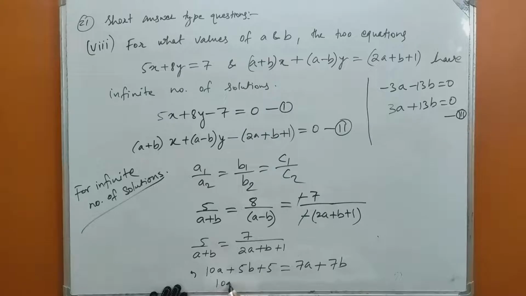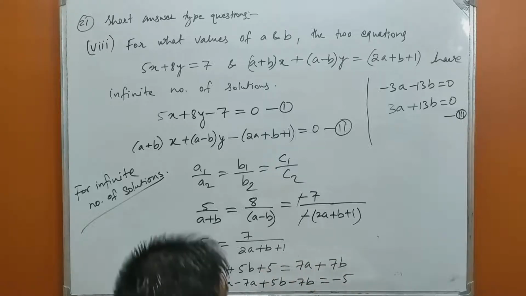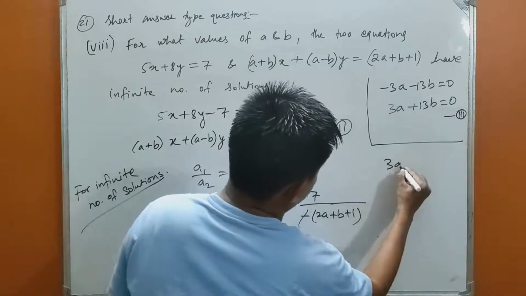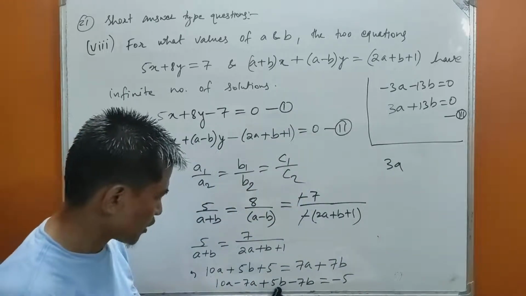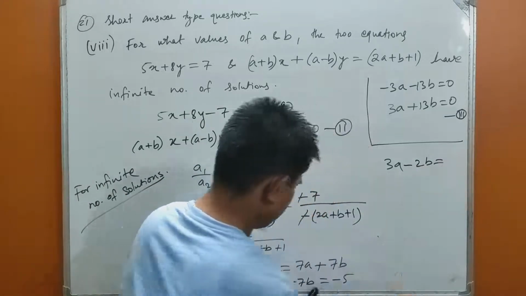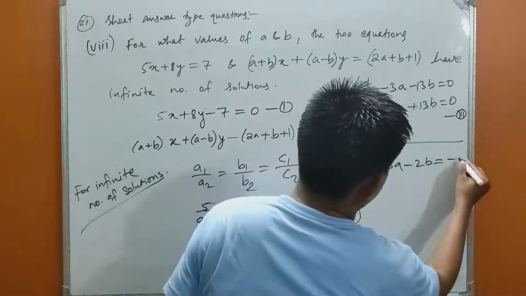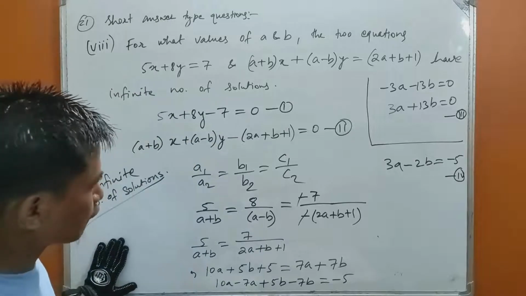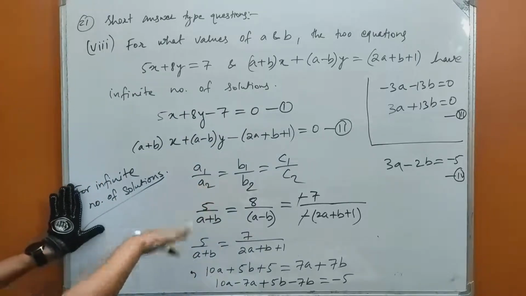10A, 7A becomes minus 7A. Now we have 5B, and this plus 7B becomes minus 7B. Now let us take this plus 5 to the right hand side, minus 5. 10A minus 7A is 3A, plus 5B minus 7B is minus 2B, that is minus 2B equals minus 5, isn't it? This is equation 4. Now let us solve equations 3 and 4 and find the values of A and B. Please take the screenshot.